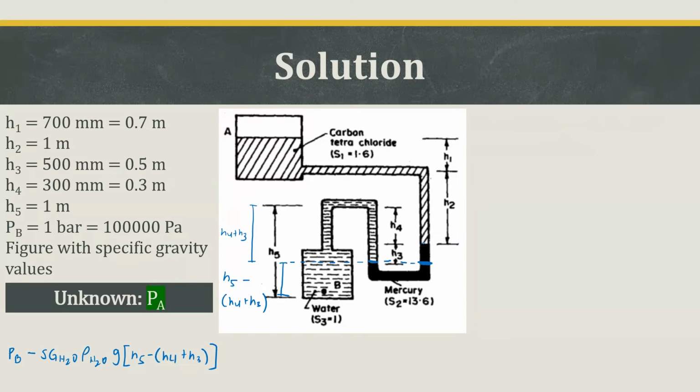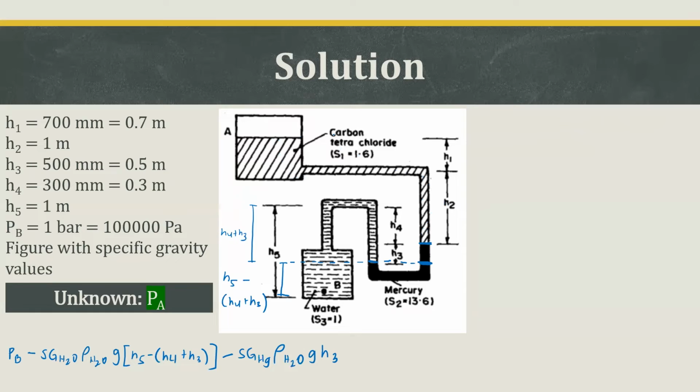So we're going to get the pressure at this point. Since we're going up again, that's minus. This time we're at this fluid, the mercury. So Sg of mercury, then density of water, gravity, and then height H3. Okay, then finally we're here, and then we need to go to point A.